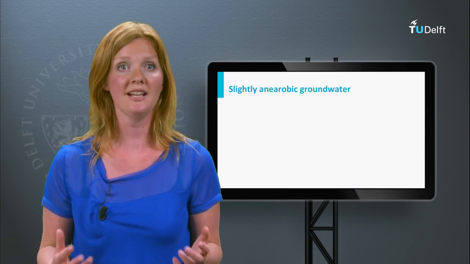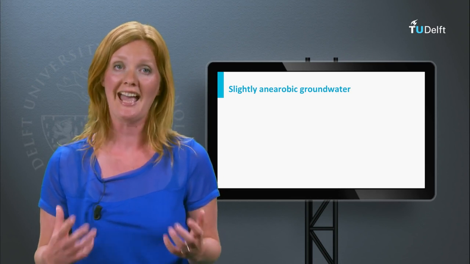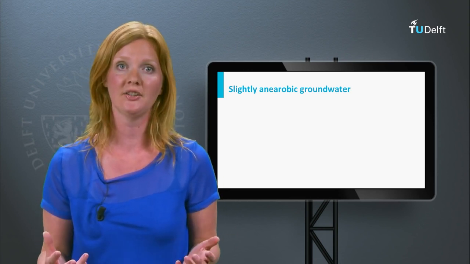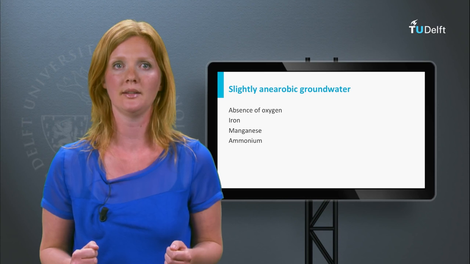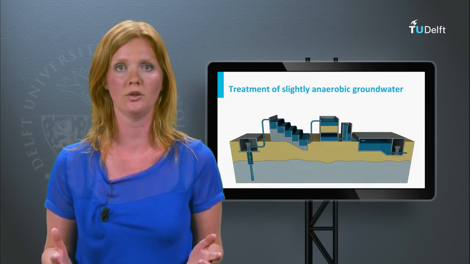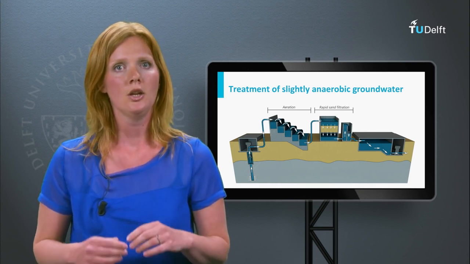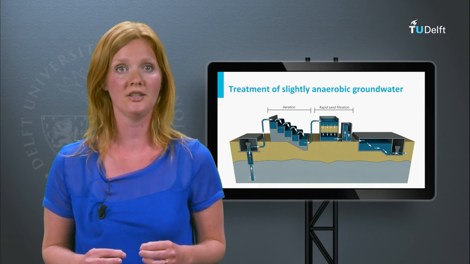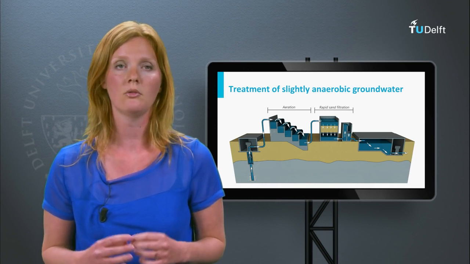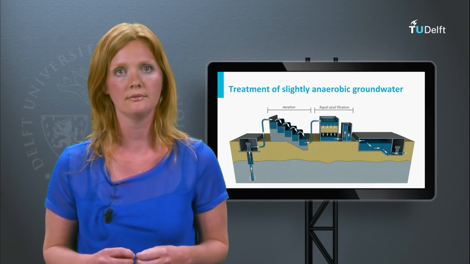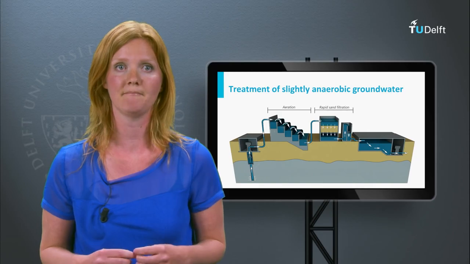The water treatment scheme for slightly anaerobic groundwater differs from the scheme for aerobic groundwater. Slightly anaerobic groundwater is located under a confining layer and is characterized by the lack of oxygen and presence of ammonium, iron and manganese. In general, the treatment of slightly anaerobic groundwater consists of aeration, followed by submerged granular media filtration. You may remember that aeration is needed for the addition of oxygen and the removal of carbon dioxide. The oxygen is used for the oxidation of ferrous iron, or iron 2+, to ferric iron, or iron 3+. But it is also needed for the oxidation of ammonium and manganese.